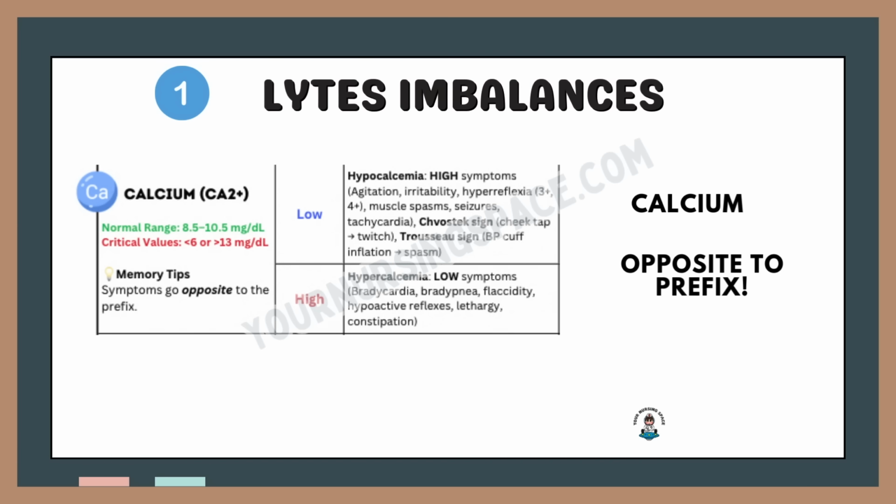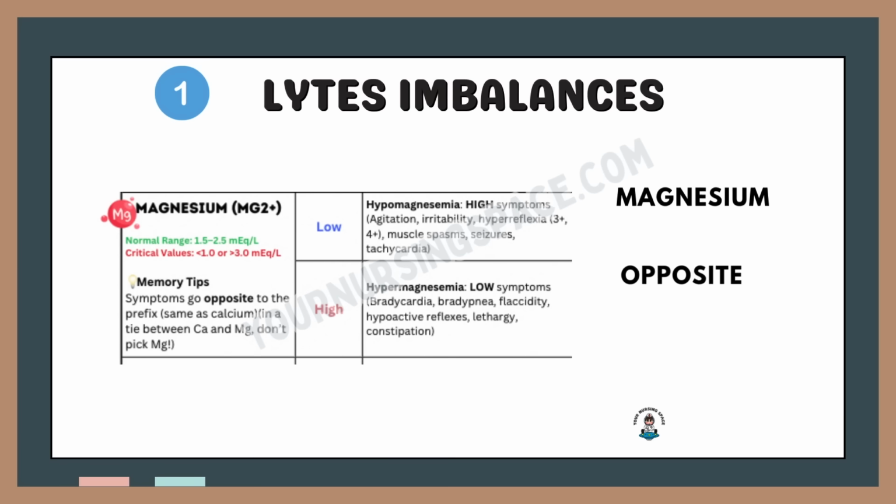Next up, calcium, our calcemias. Normal is 8.5 to 10.5. Here's the tip. Calcium does the opposite of the prefix. Hypocalcemia, low calcium, means overexcited nerves and muscles. Think twitching, cramps, even spasms in the throat. Hypercalcemia, high calcium, slows things down. Lethargy, weak reflexes, constipation. Opposite of the prefix, lock that in.